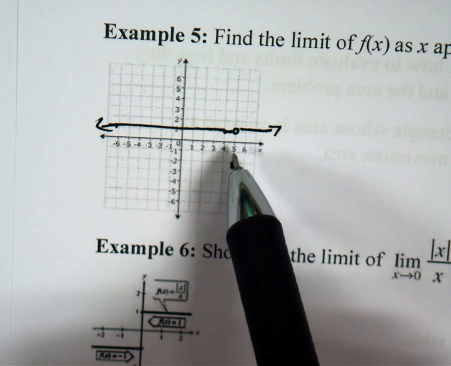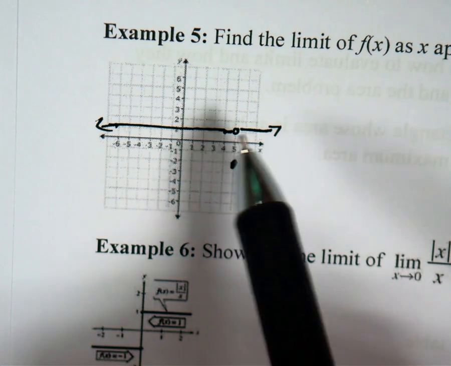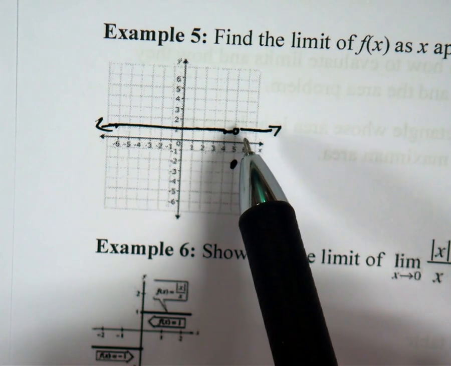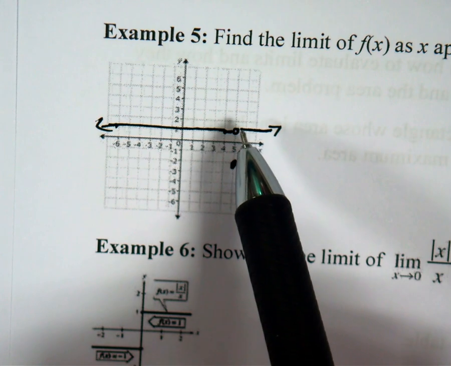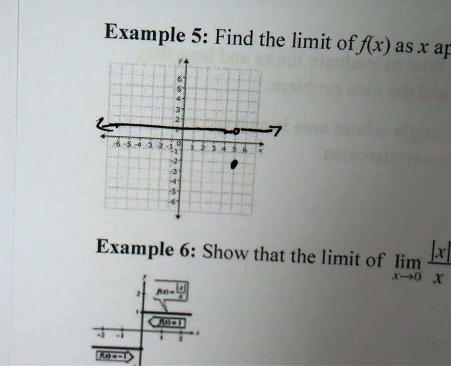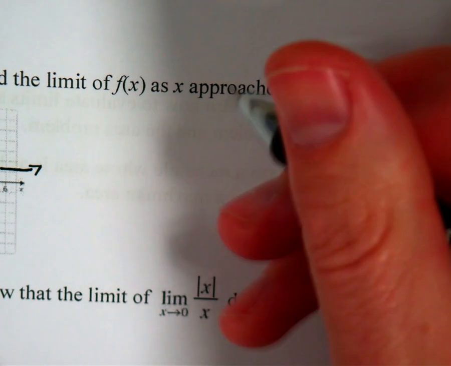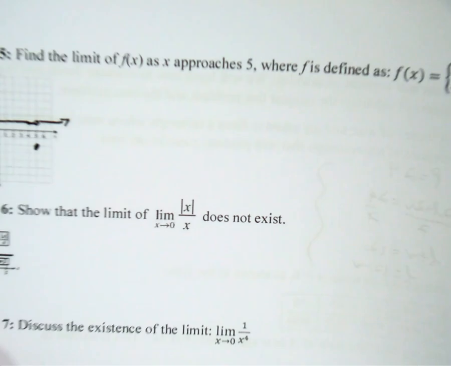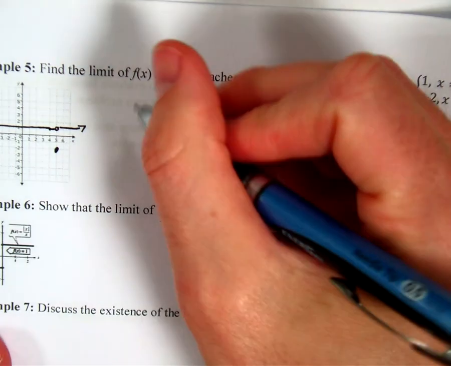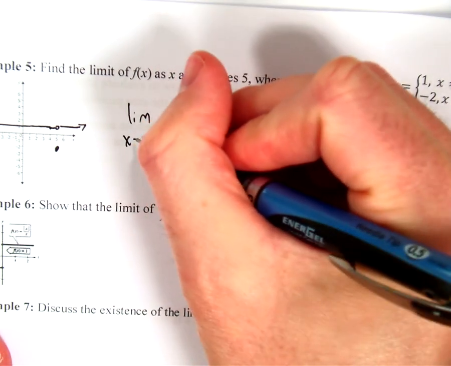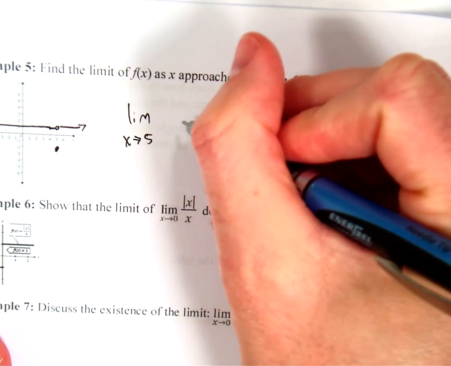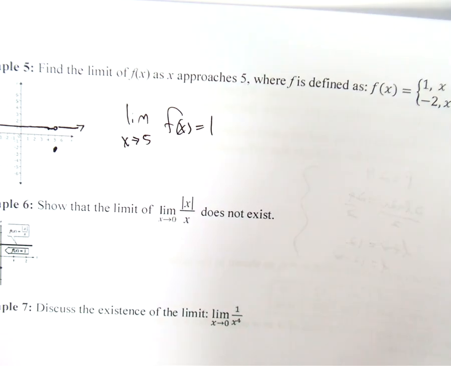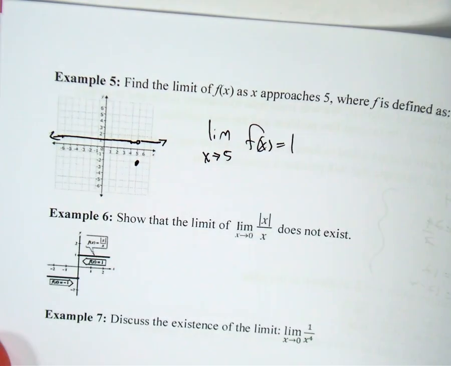You could have 4.999999999. It's still 1. At 5, it jumps to negative 2. And at 5.00000000001, it's back to 1. So it's 1 everywhere. So the limit is 1. That's a tough concept to grasp: even though the function equals something else at that point, the limit is 1 because that's what it's approaching from both sides.